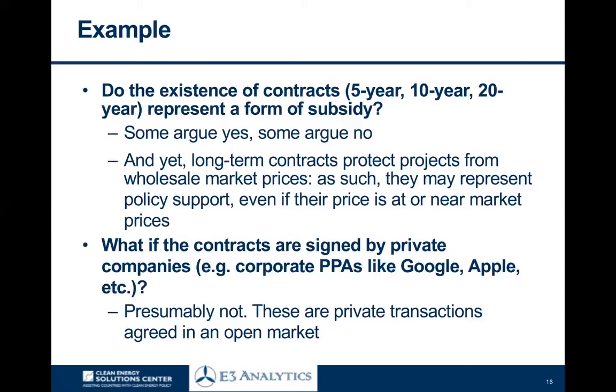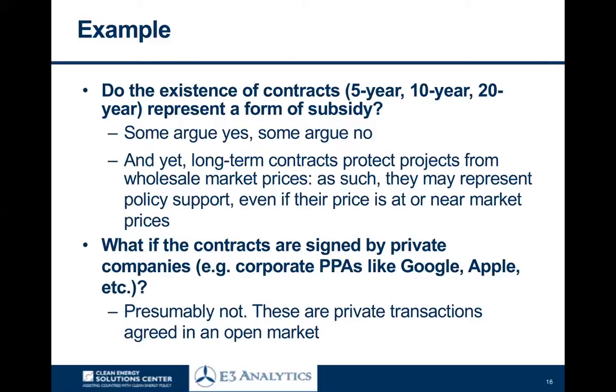What if the contracts are signed by private companies, for example, corporate PPAs, as a number of companies around the world have done in recent years? They have signed private contracts with renewable energy producers, locked in at a particular price over a particular period of time to supply their own operations. Does that represent a subsidy? In this case, presumably not, because these are private transactions agreed in an open market. In other words, the government is not the one setting the price, and the government is not the one determining the terms of those contracts.